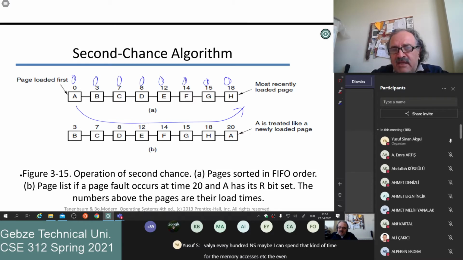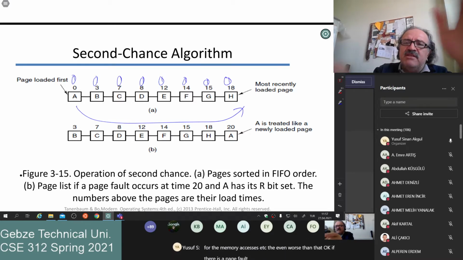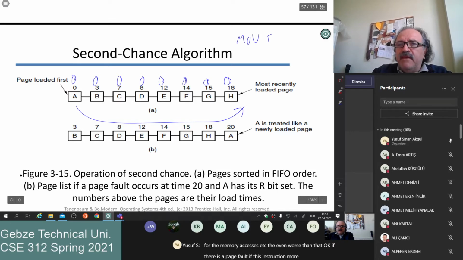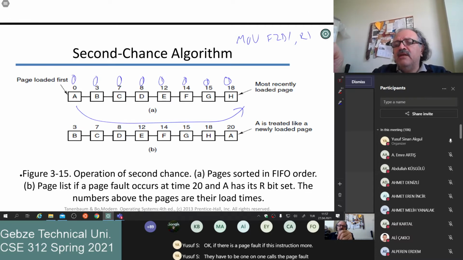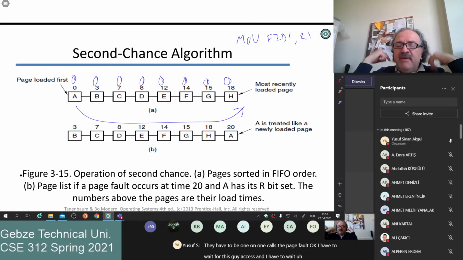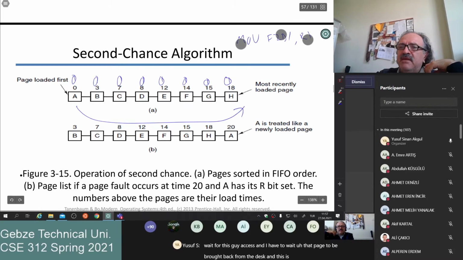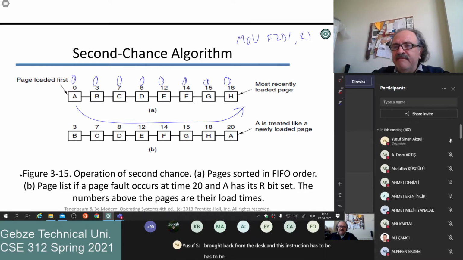Even worse than that, okay, if there is a page fault, if this instruction move F2 B1 R1 causes the page fault, I have to wait for disk access, and I have to wait for that page to be brought back from the disk, and this instruction has to be in the blocked process list. So sometimes some of my instructions are going to take a lot of time, and I will not notice it because the page replacement is happening.